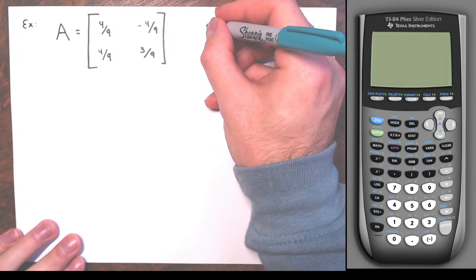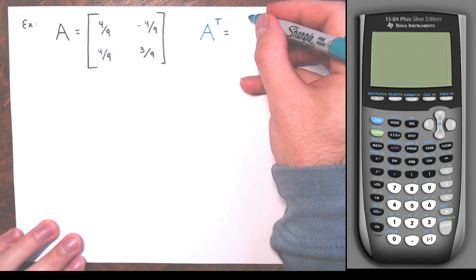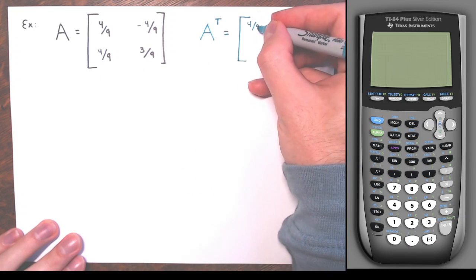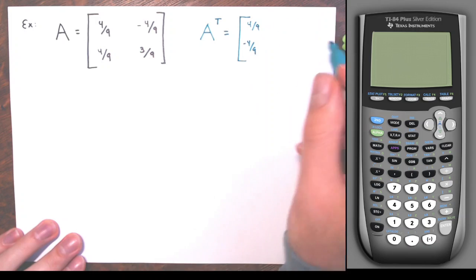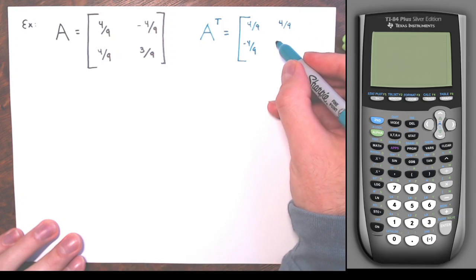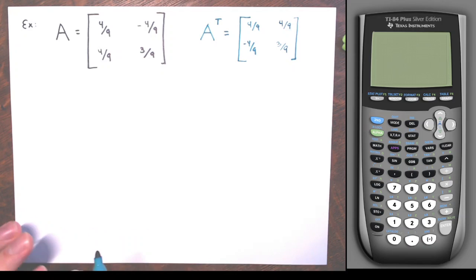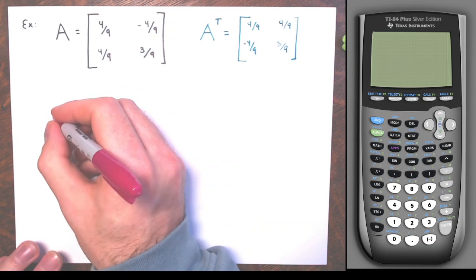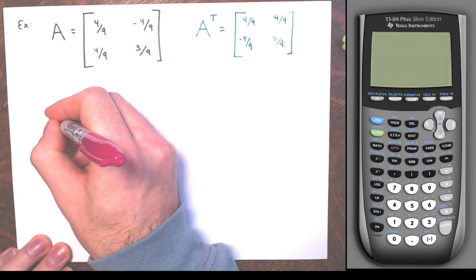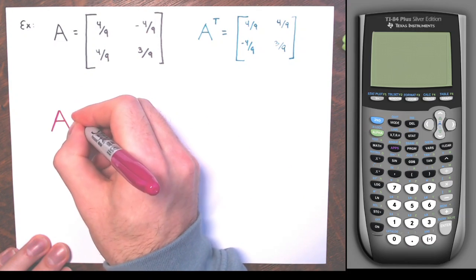So again, very easy to verify. Just look at the transpose. That'd be first row of A is the first column of A transpose, so 4/9, -4/9. And the second row of A is the second column of A transpose, 4/9 and 3/9. All right, and then let's multiply them and see if we get the identity matrix back. What is the product? Again, you can do A times A transpose or A transpose times A. If they're truly inverses, it won't matter what order you put them in, you'll get the identity matrix back. So I'll do it the same order I did last time, A times A transpose.